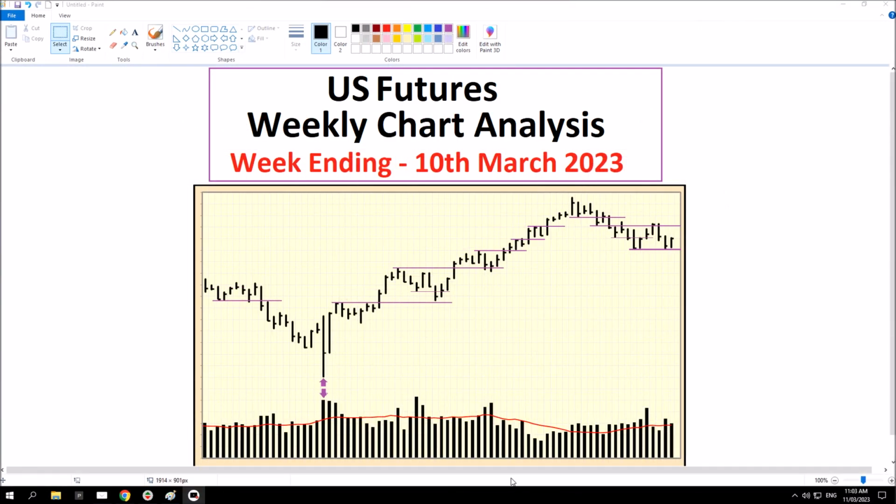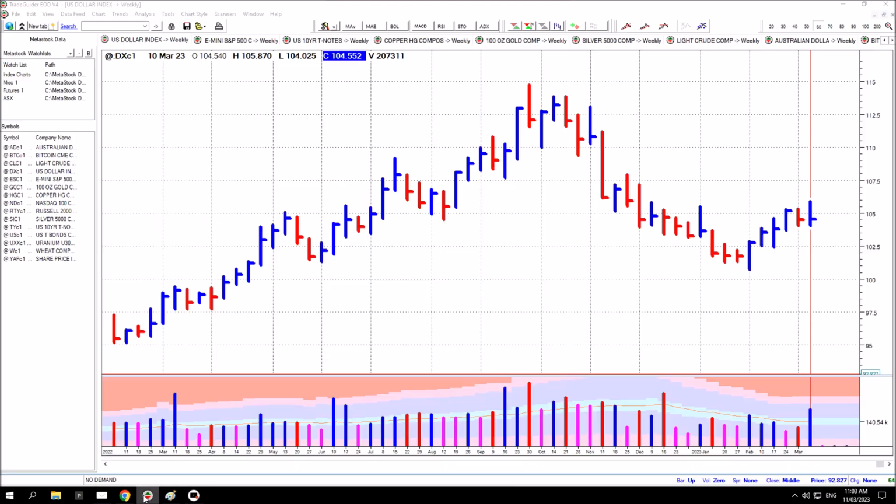This is the US Futures weekly chart analysis for the week ending 10th of March 2023. First chart, as usual, is the US dollar index futures. This market plays such a large part in the price movements of so many other markets. When you have some understanding of what this market's doing, you get a better chance of working out what the other markets may do in response.